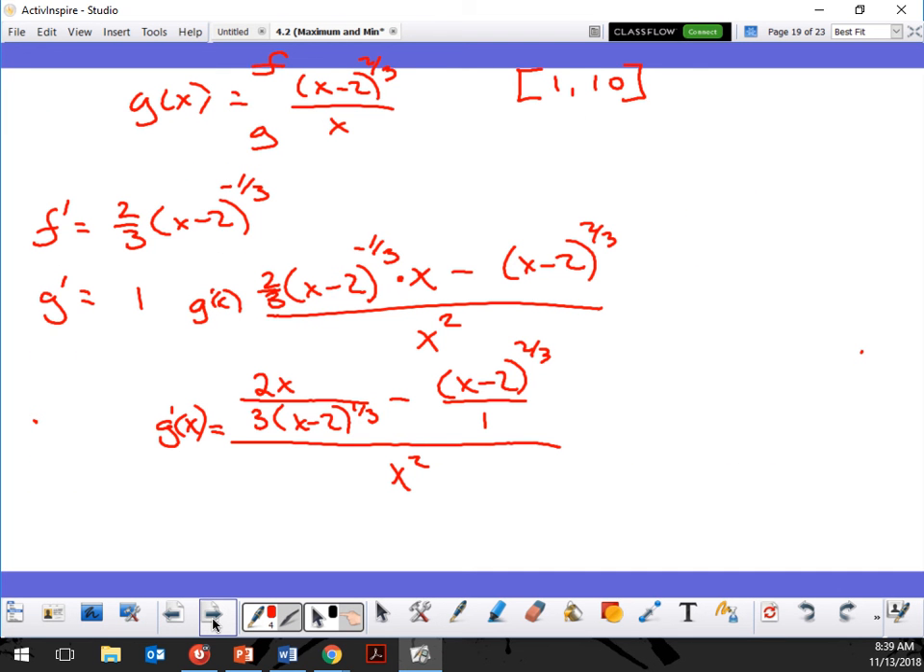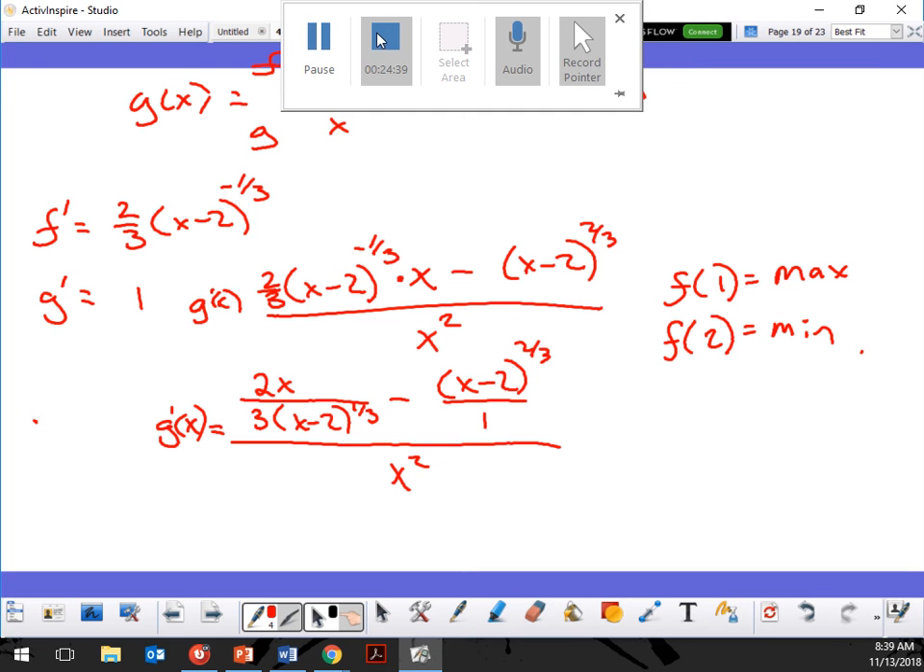All right, so now that we used the calculator for this, we know that f of 1 is my max, right? And my f of 2 is my min. All right, I'll leave you guys off there. So we'll work on more of this on Thursday.